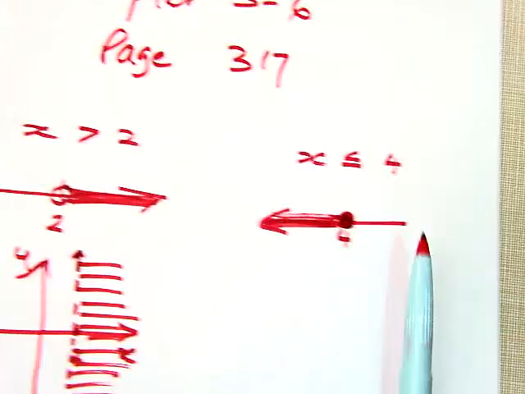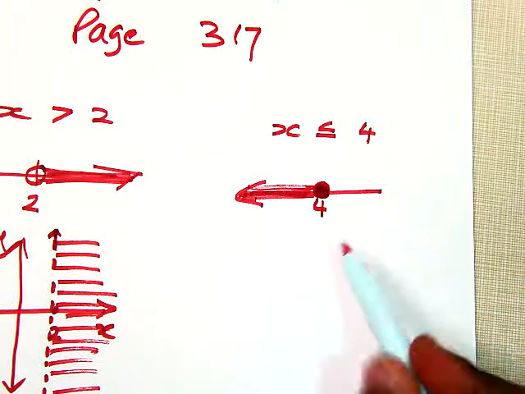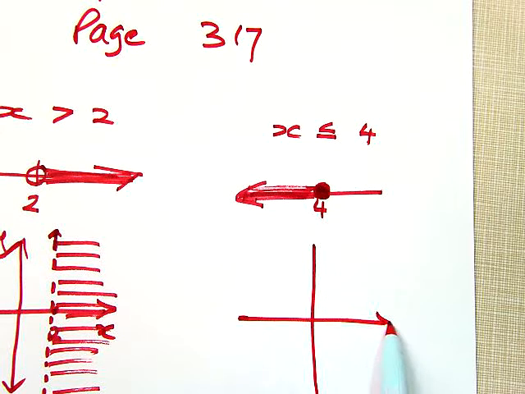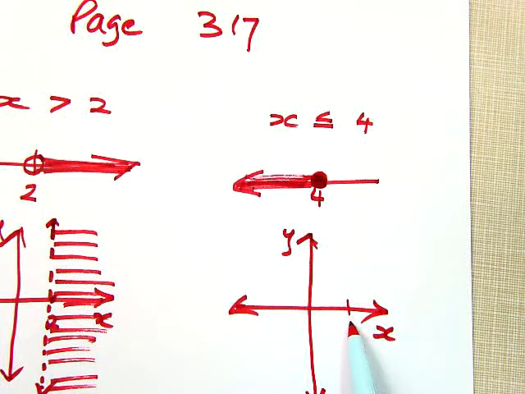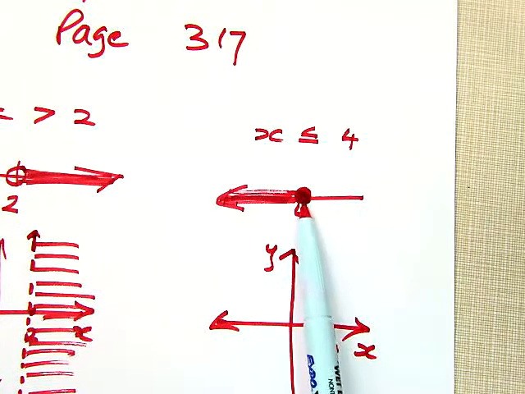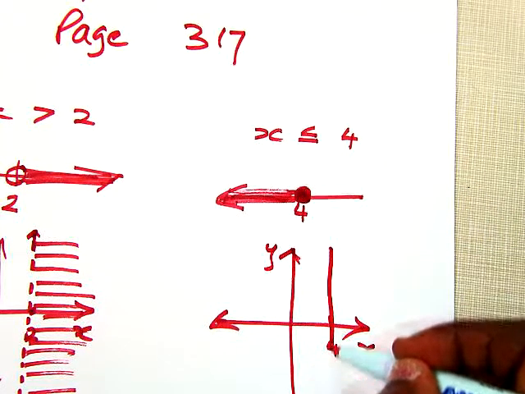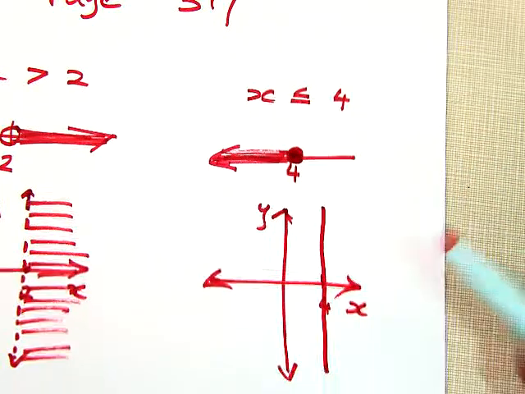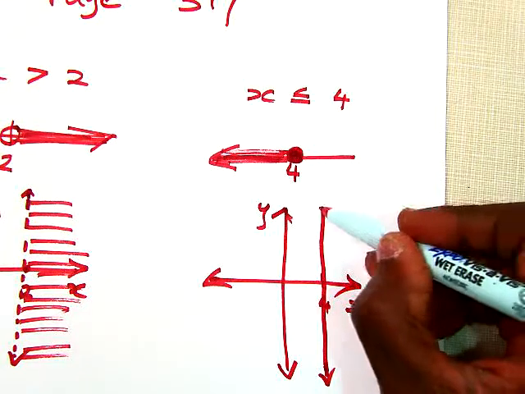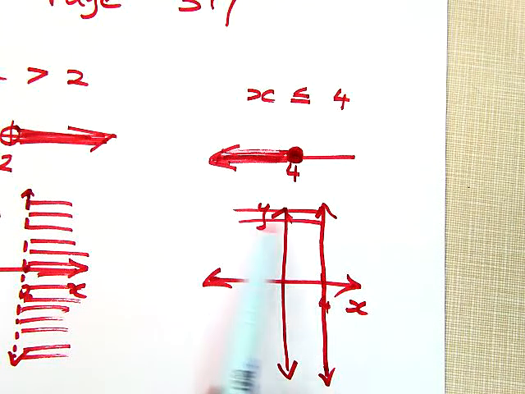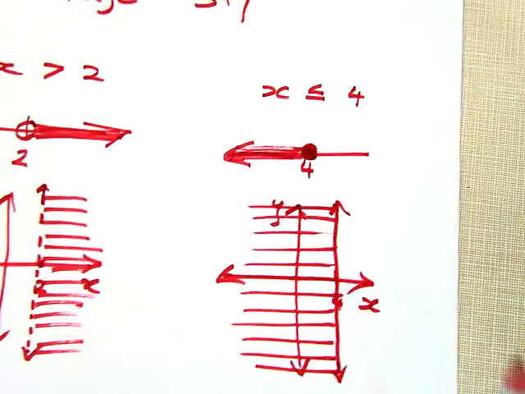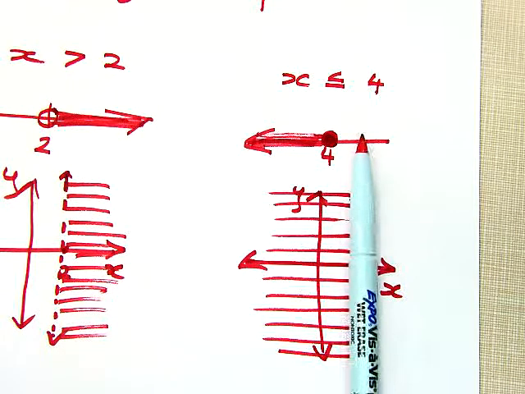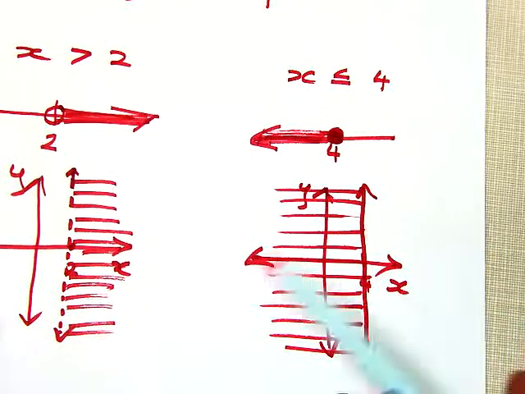Let's take the same idea over here for x less than or equal to 4. So I would draw my coordinate plane, and again it's on the x-axis, so that's y, that's x. On the x-axis I look for 4, and because it's less than or equal to, this time I'm going to draw a solid line, just as I did a filled-in circle here. I'm going to draw an unbroken or solid line, and less than would mean everything to the left. So everything to the left that's in the shaded region would have an x coordinate less than 4.